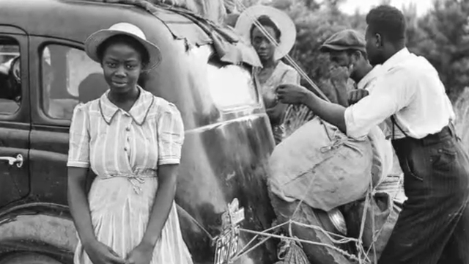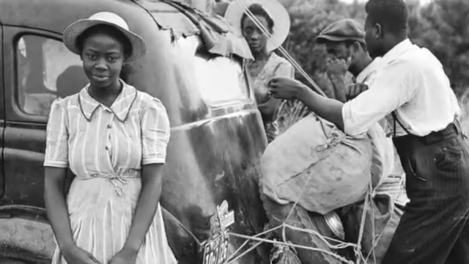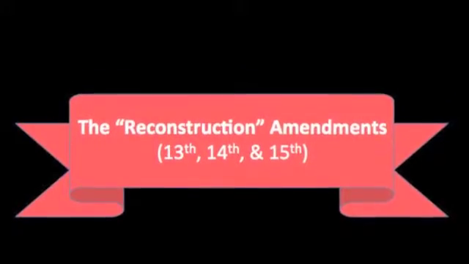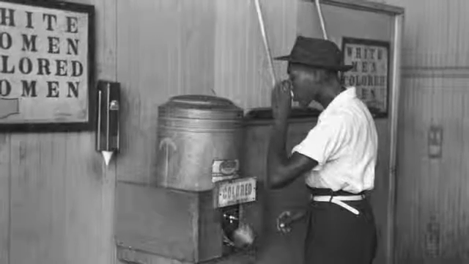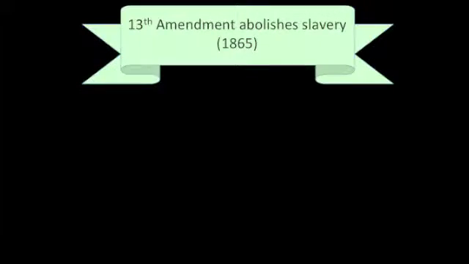There were a series of amendments added to the U.S. Constitution, specifically the 13th, 14th, and 15th, and these are called the Reconstruction Amendments, that kind of started the trend towards more civil liberties and rights towards African Americans and other races in America.